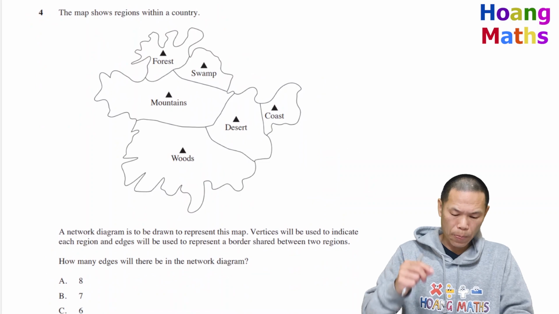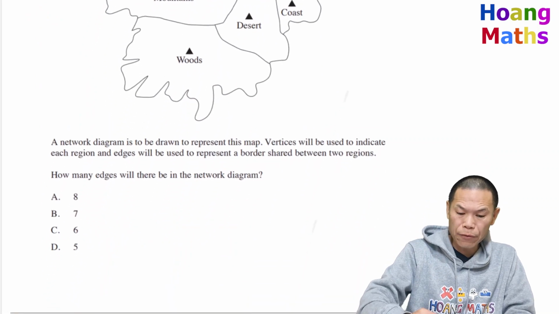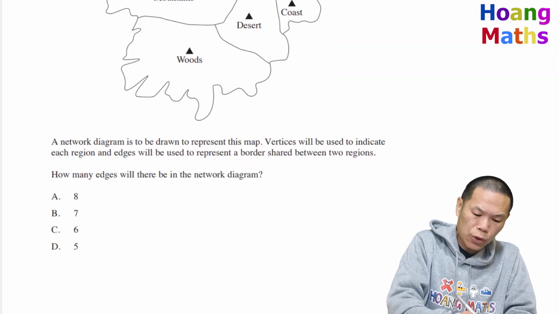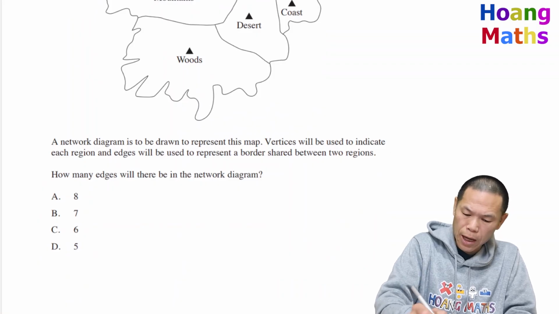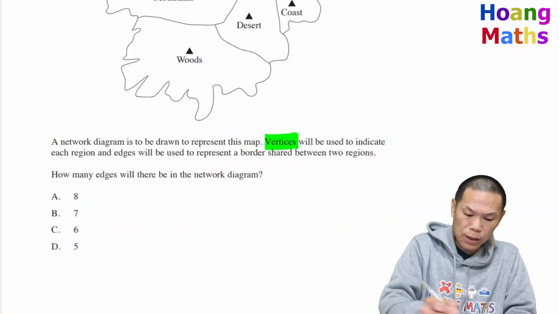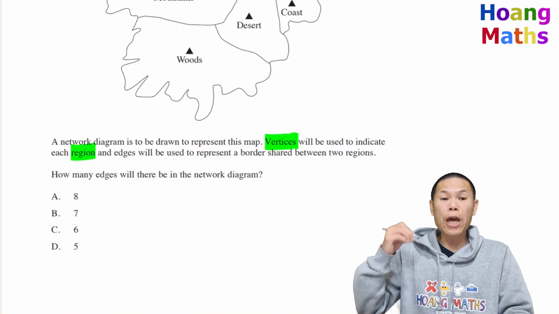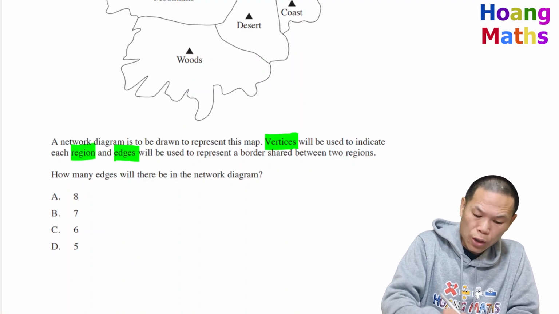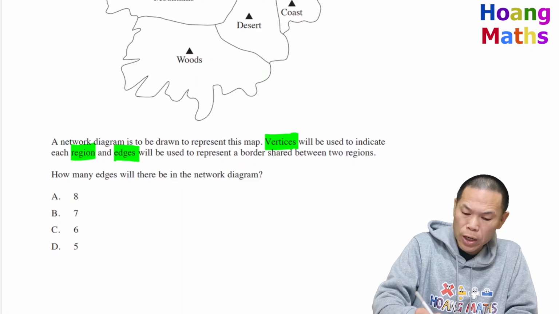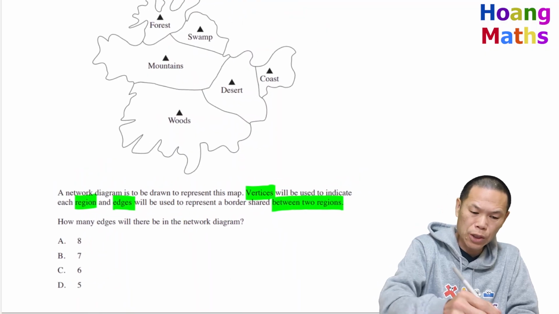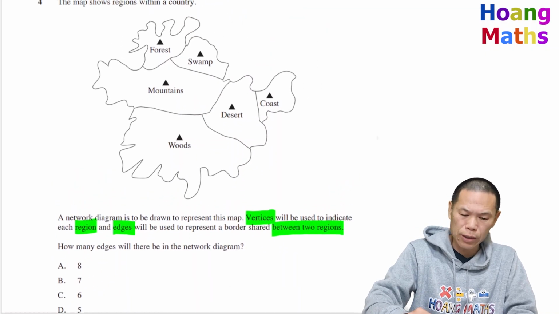Question number 4. We know that vertices will be used to indicate each region. So let me just highlight this first. And edges will be used to represent the border shared between two regions. So keep that in mind. This means we just draw a network for this first.